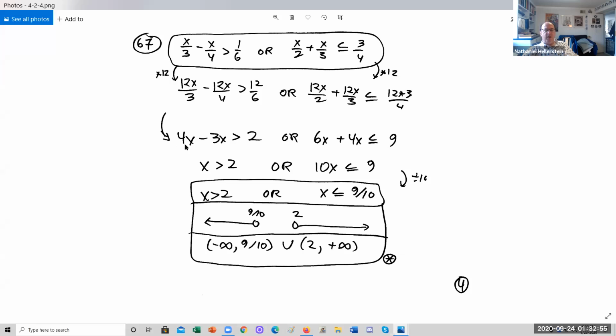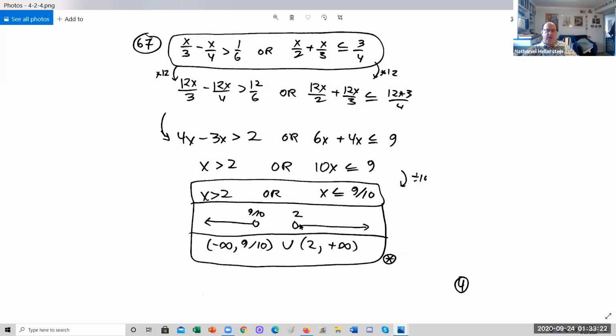Now this simplifies right away to x greater than 2. This here, 6x plus 4x is less than or equal to 9, simplifies to 10x is less than or equal to 9. Now here we have x is simply greater than 2, and there you are. But here we have to divide by a positive 10. That makes x less than or equal to 9/10. So x is greater than 2, or x is less than or equal to 9/10.